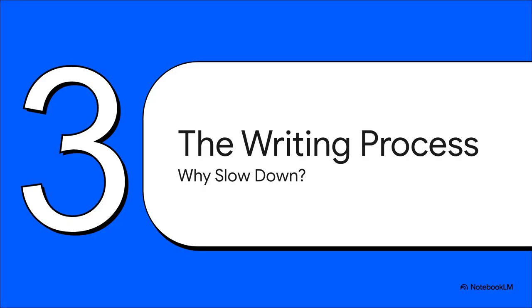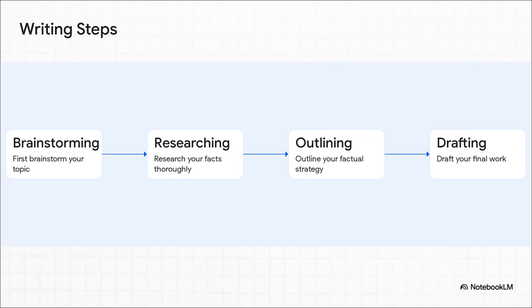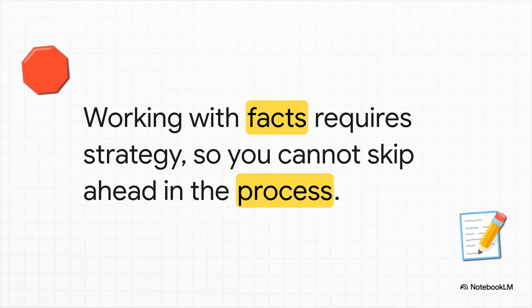All right, Section 3, the essential writing process, and why we really need to slow down. So before you even think about typing a single word of your draft, you have to follow this steady chronological flow. Look at the steps. The very first step isn't drafting, it's brainstorming. Then you move into deep research, followed by comprehensive outlining, and only then, at step 4, do you actually start drafting your paper. Seriously, guys, this process is non-negotiable.